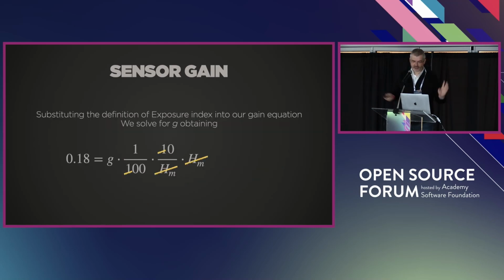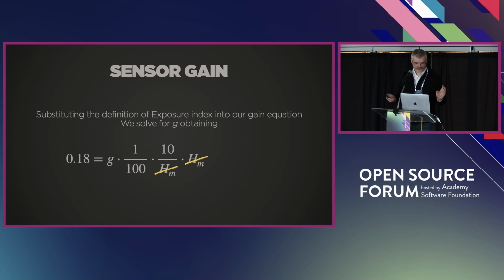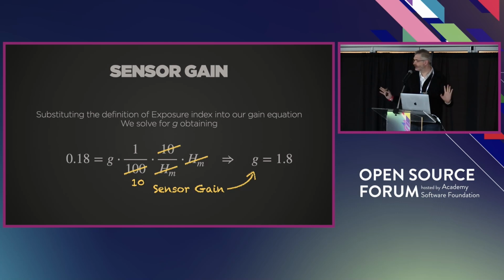So put it together, cancel out some things, you get that the gain is 1.8. Exact. This is lovely. For once, we get a clean, simple number that we can remember. This is result 1. So let's move to result 2.